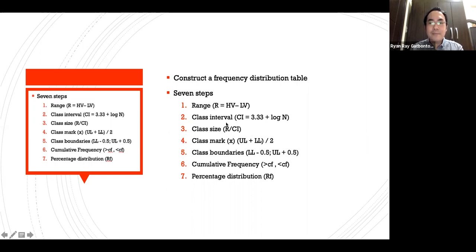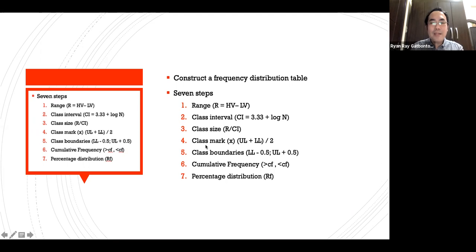Now, the class size, on the other hand, is different. When we say class size, this refers to the number of data in a specific category or interval. Later on, I will show you the difference between the class interval and the class size. Your class size is determined by the formula range divided by the class interval.